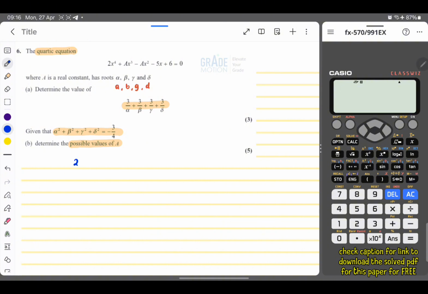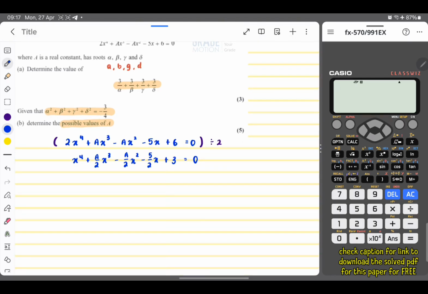Originally, our equation is 2x to the power of 4 plus ax cubed minus ax squared minus 5x plus 6 equal to 0. I would like to make the coefficient of x to the power of 4 equal to 1. So I will divide this equation by 2. I will get x to the power of 4 plus a over 2 x cubed minus a over 2 x squared minus 5 over 2 x plus 3 equal to 0.